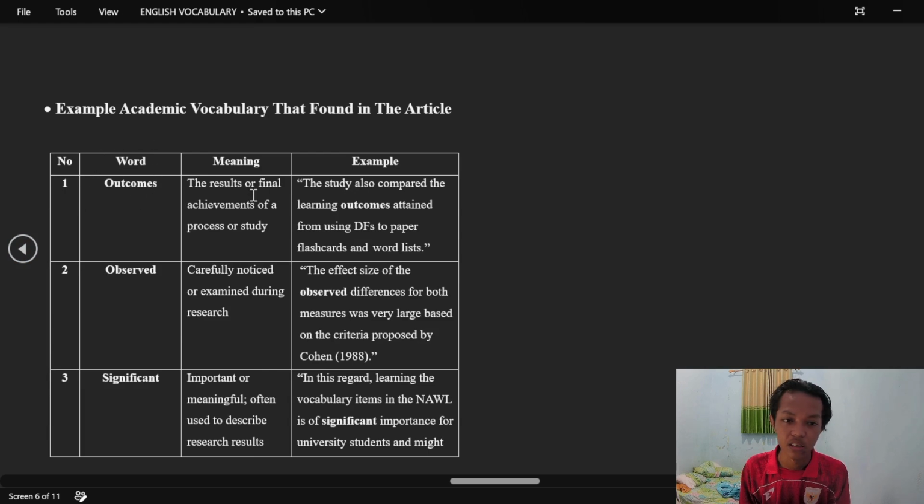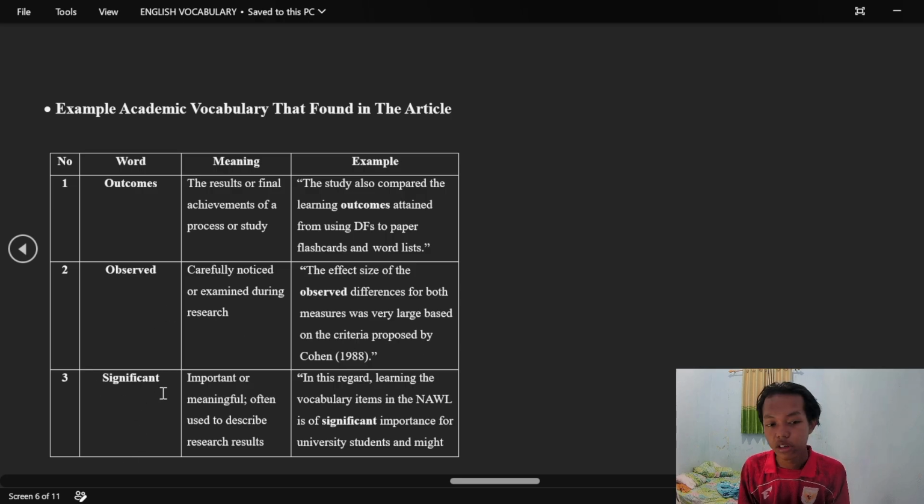The meaning is the result or final achievement of a process or study. The example from the article is: the study also compared the learning outcomes attained from using DFs to paper flashcards and word lists. Second example, observed: carefully notice or examine during research. The example is: the effect size of the observed difference for both measures was very large based on the criteria proposed by Cohen.